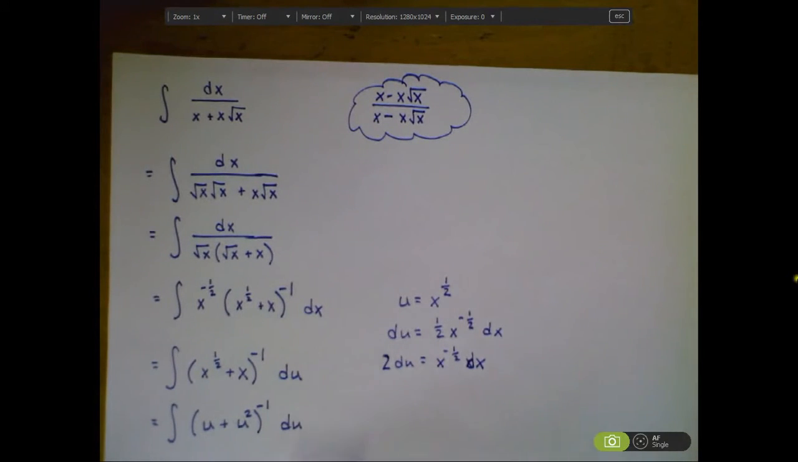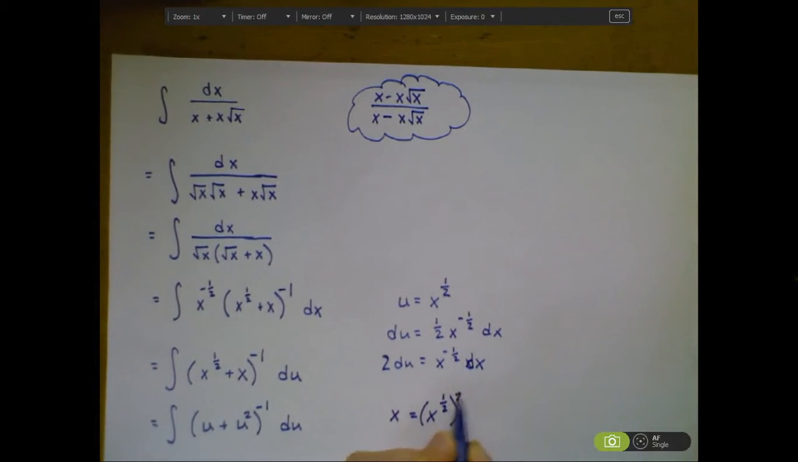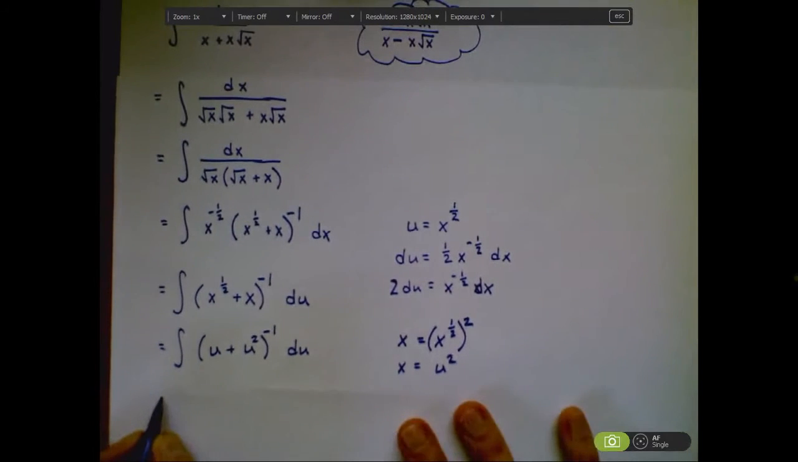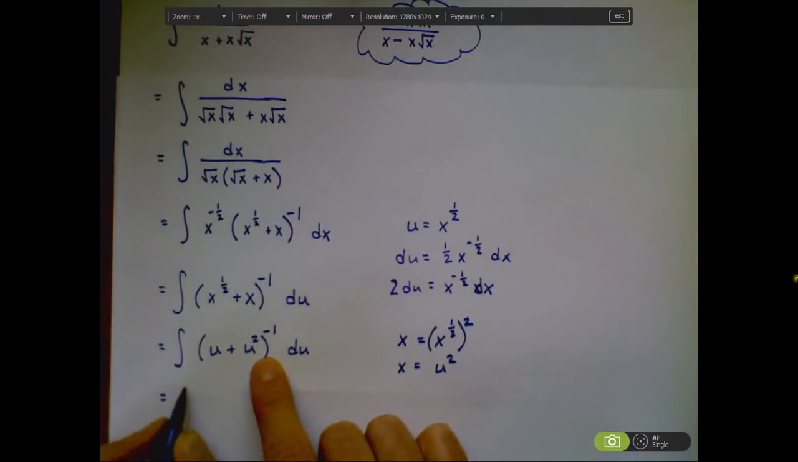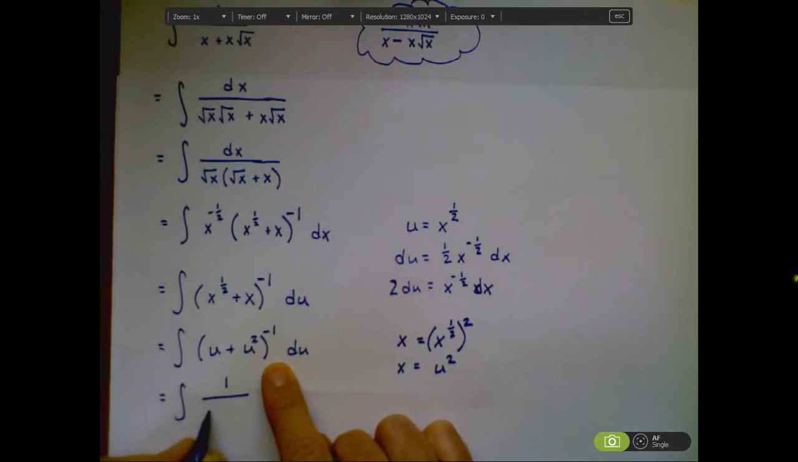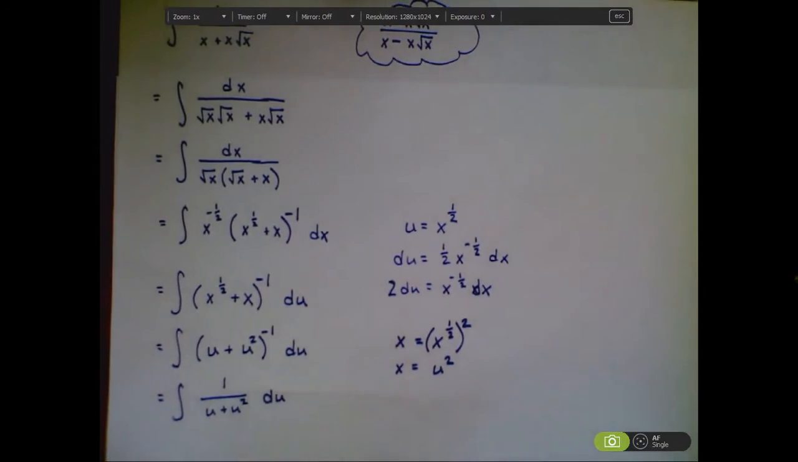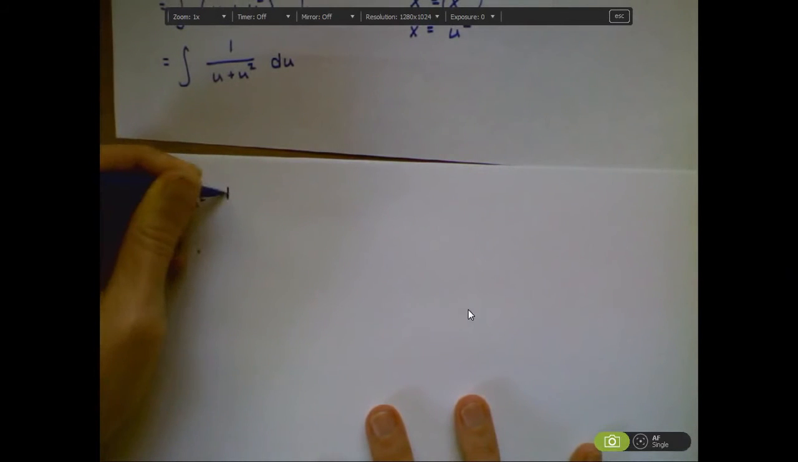I'll do that scratch work over here to the side. x is actually just equal to x to the 1/2 squared. And so that means that x is equal to u squared. That's what that substitution is. So finally, the integral of 1 over u plus u squared du.